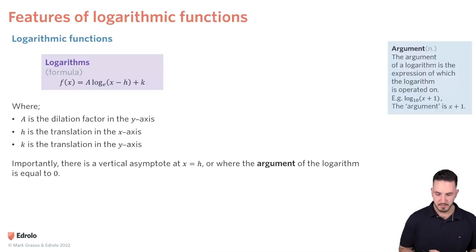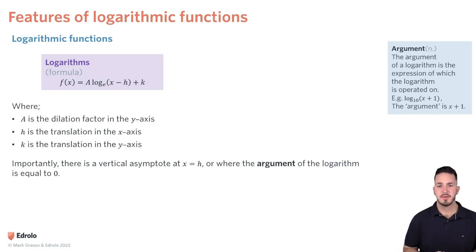So features of logarithmic functions. We're given by the formula f of x equals a log e, we're just using a base of e in this case, of x minus h, plus k. So a is our dilation factor in the y-axis, h is the translation in the x-axis, k is the translation in the y-axis. So h is basically moving our graph left and right. k is moving our graph up or down, whether it's in the positive direction of the y-axis if k is positive, or in the negative direction of the y-axis if k is negative.